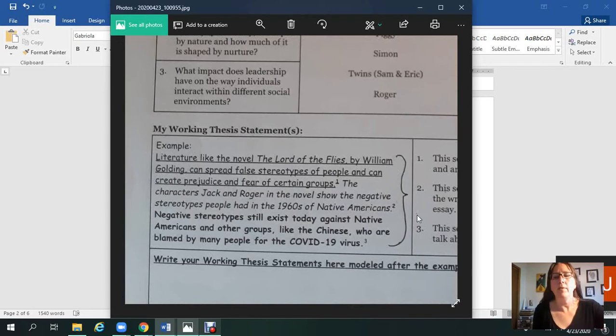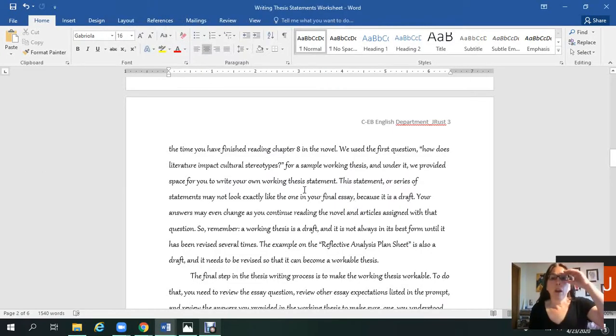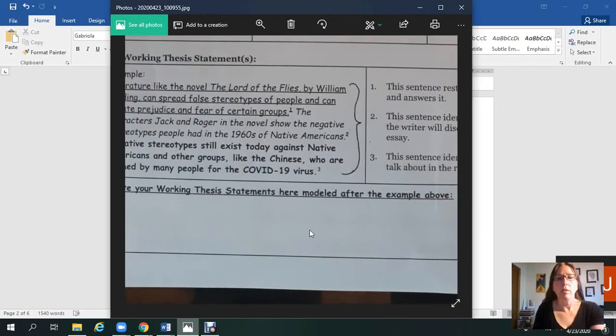So in the next paragraph of this sample essay, which is explaining how to do a thesis statement, we'll talk about this. This right here is a working thesis. So we used the first question, how does literature impact cultural stereotypes, for a sample working thesis. And under it, we provided space for you to write your own working thesis statement right here. So we're not asking you to do any more with this. We're just asking you to write some general answer to whichever question you want to talk about in your essay.